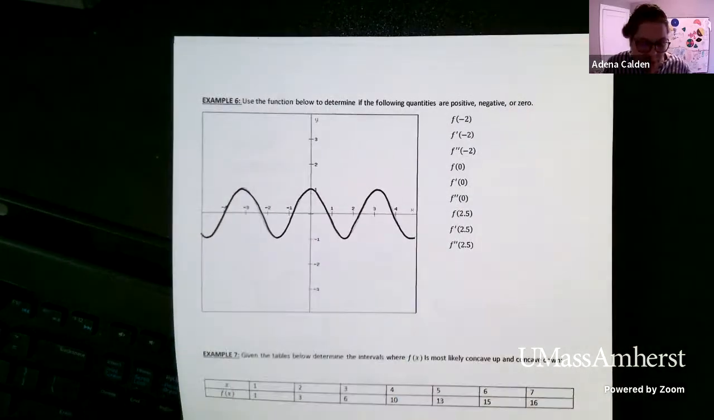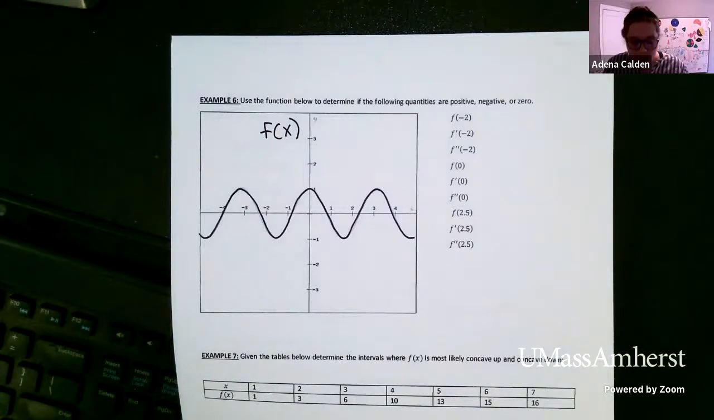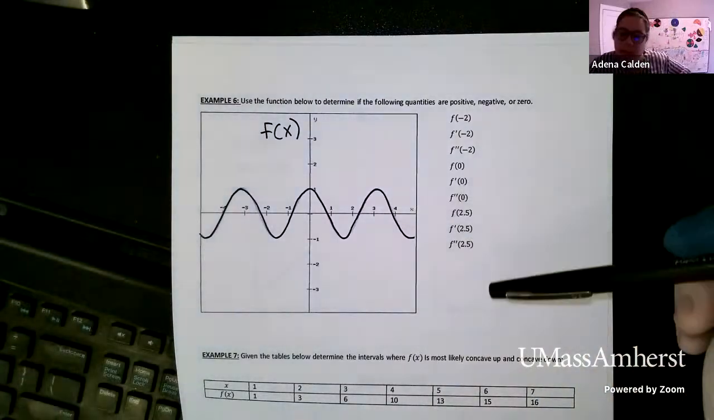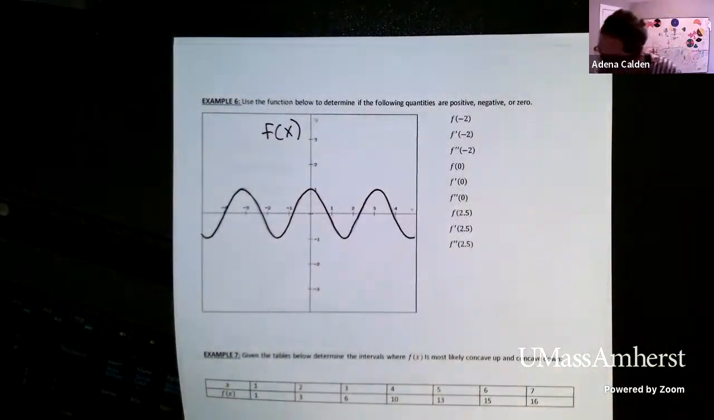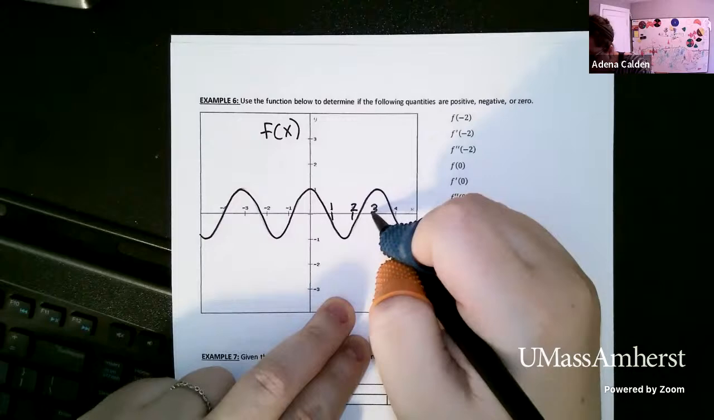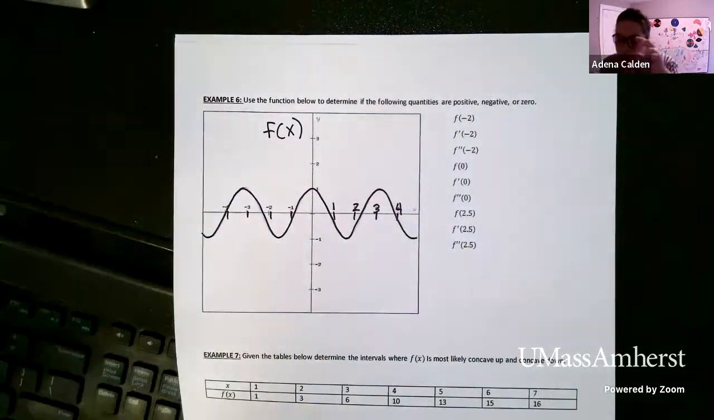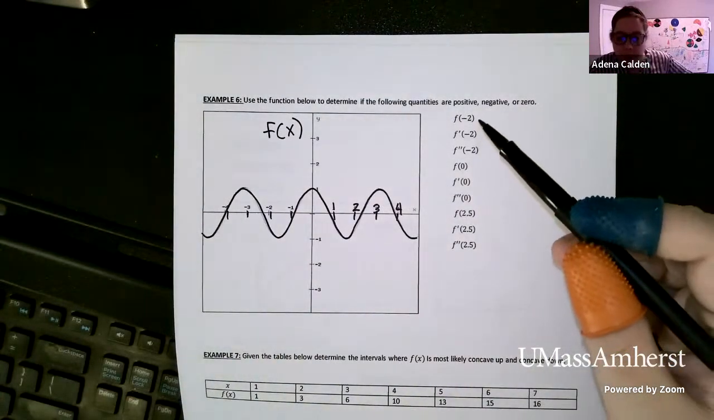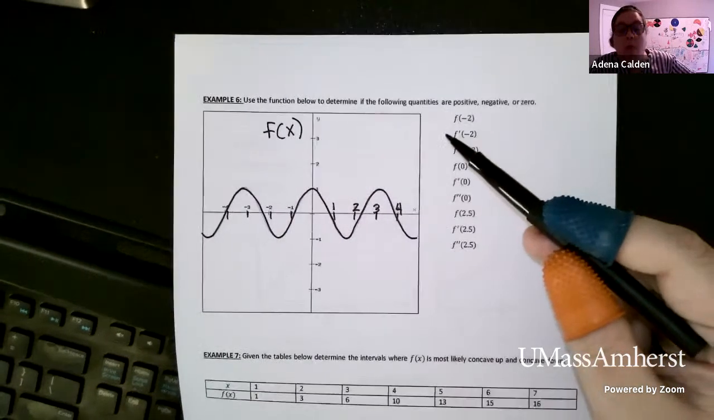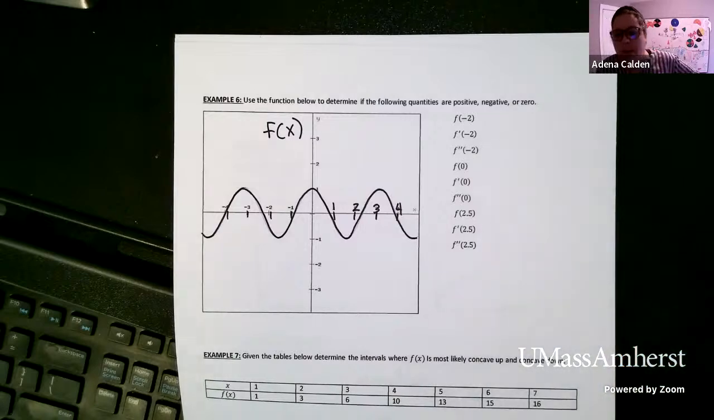And so here we have a function, and this function is f of x. So this is an original function, okay? And what we want to do is we want to use this function to determine if each of these things is positive, negative, or 0, okay? So we're counting by ones here. So 1, 2, 3, 4, -1, -2, -3, -4, okay? And so what we're looking at is f of -2, so the function evaluated at -2, is that positive, negative, or 0? The derivative evaluated at -2, and then the second derivative evaluated at -2.